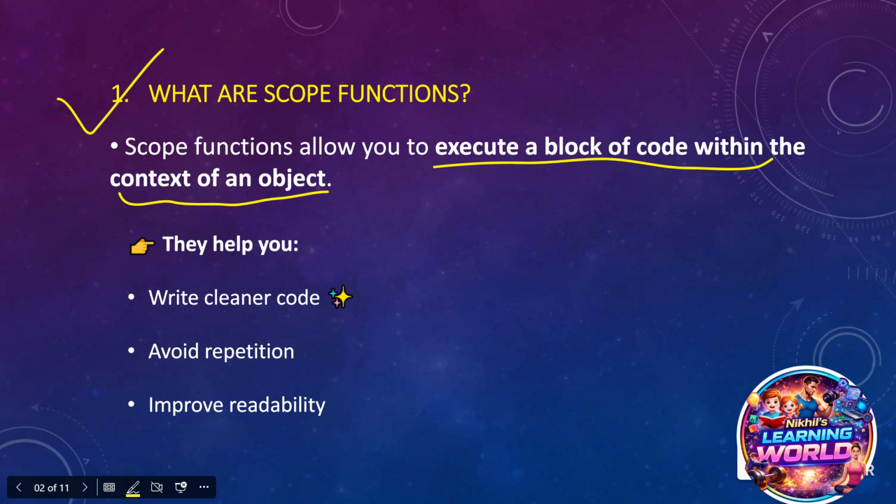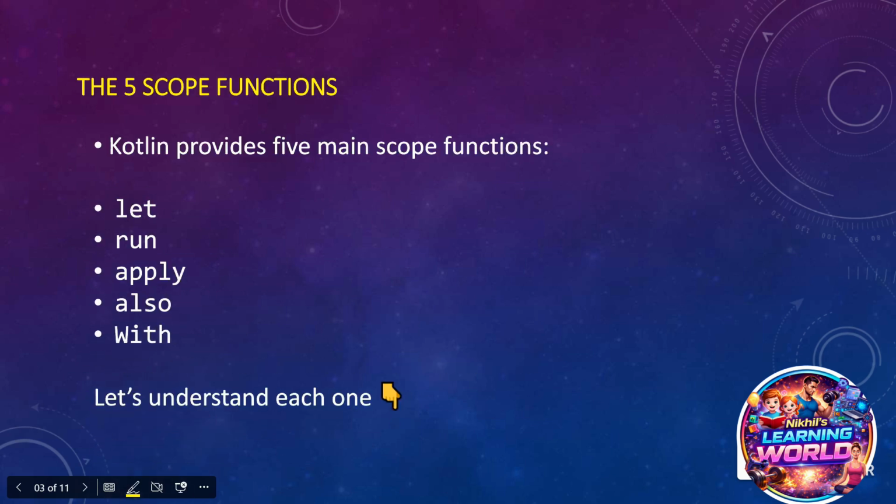But in Kotlin, a scope function is a special function that allows you to execute code within the context of an object. They help improve code reusability and reduce boilerplate code. They help us write cleaner code, avoid repetition and improve readability. In Kotlin, there are 5 types of scope functions: let, run, apply, also and with. Let's understand them one by one.